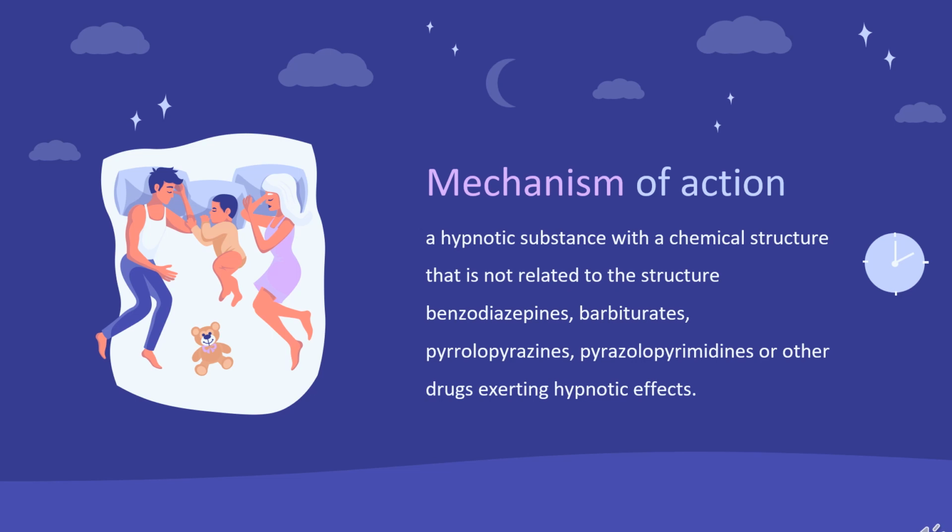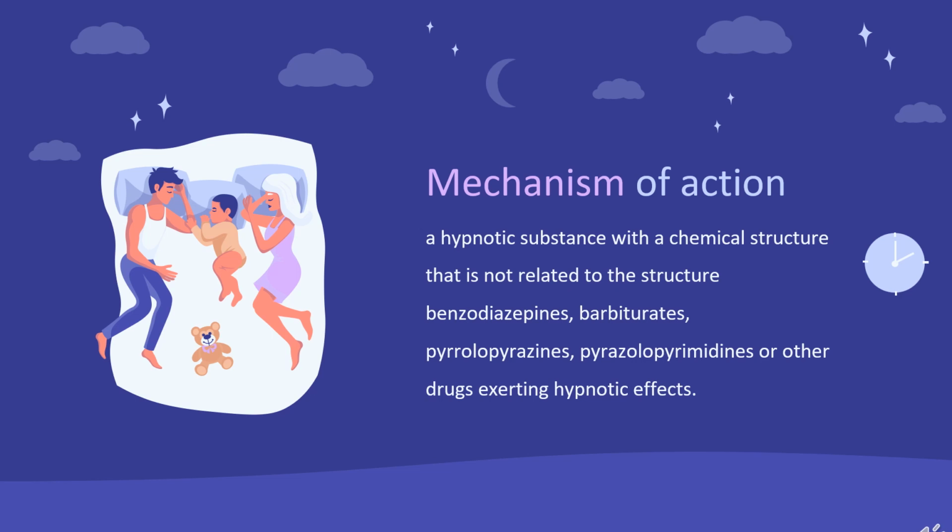Mechanism of action. Zolpidem, the active moiety of Zolpidem tartrate, is a hypnotic substance with a chemical structure that is not related to the structure of benzodiazepines, barbiturates, pyrrolopyrazines, pyrazolopyrimidines, or other drugs exerting hypnotic effects. It interacts with a GABA receptor complex and shares various pharmacological properties with the benzodiazepine class of drugs. Subunit binding of the GABA receptor chloride channel macromolecular complex is thought to lead to the sedative, anticonvulsant, anxiolytic, and myorelaxant drug effects of Zolpidem.